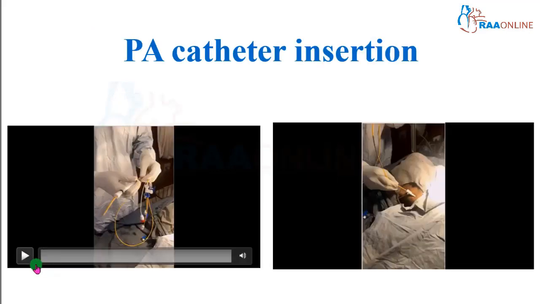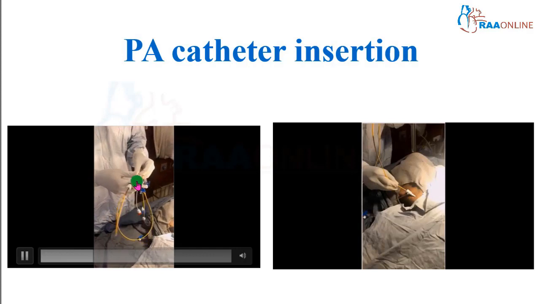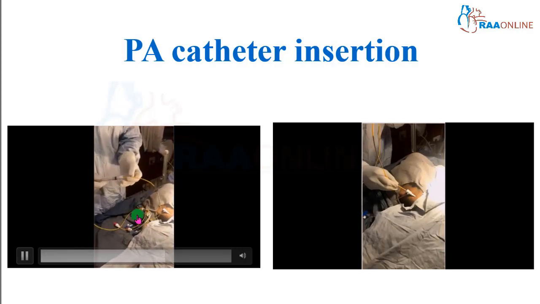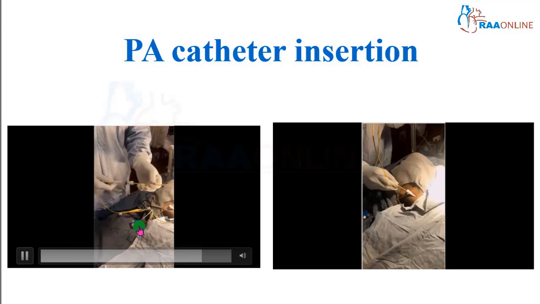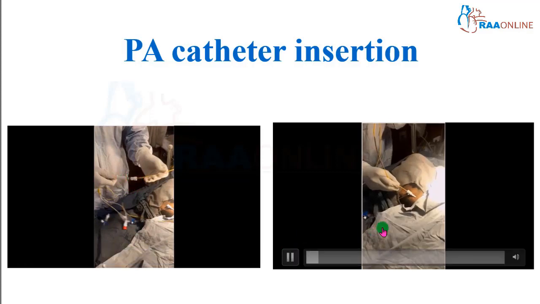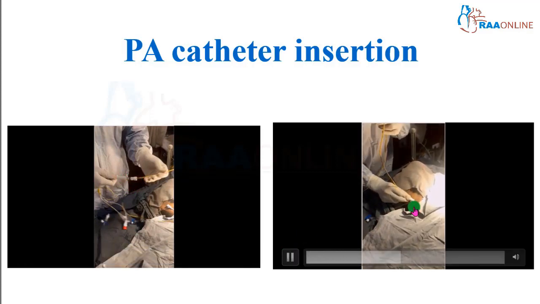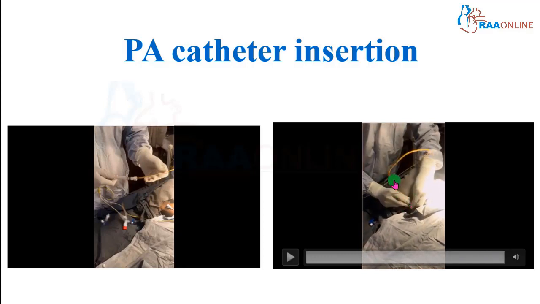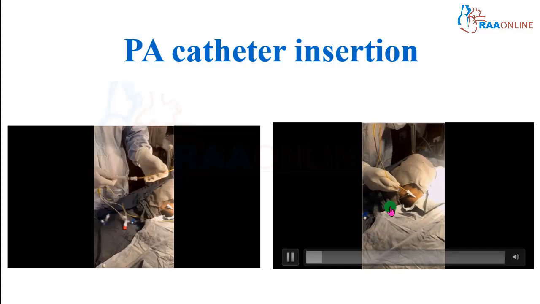Now, to look into the PA assembly first, here you can see the sheath over the PA catheter. You can see the thermal filament and the distal end will be connected to the pressure monitoring. Up to 40 centimeter, you will move the sheath. Now, the sheath is already in place. You insert up to 20 centimeter. You can see the thermal filament going in.